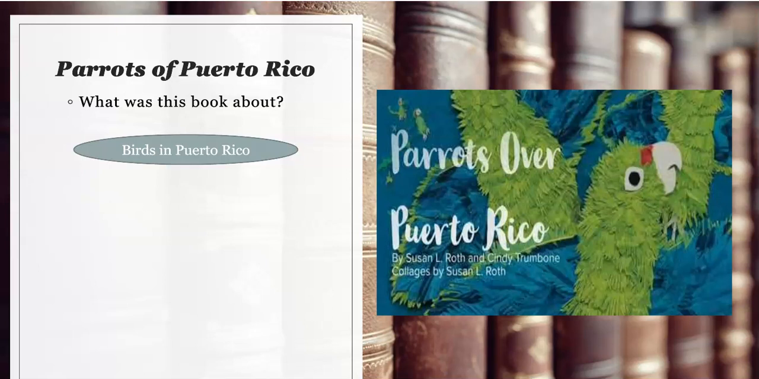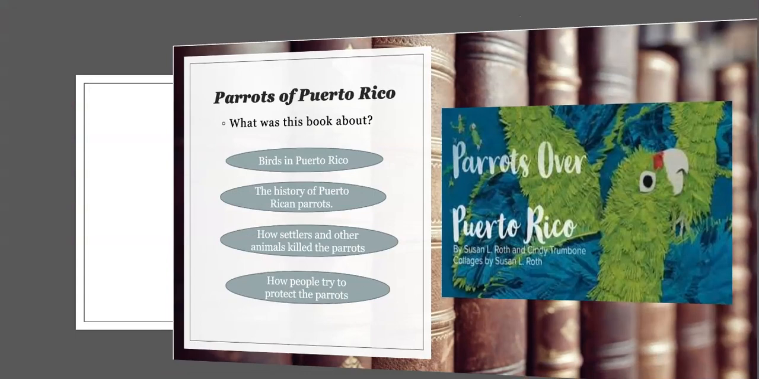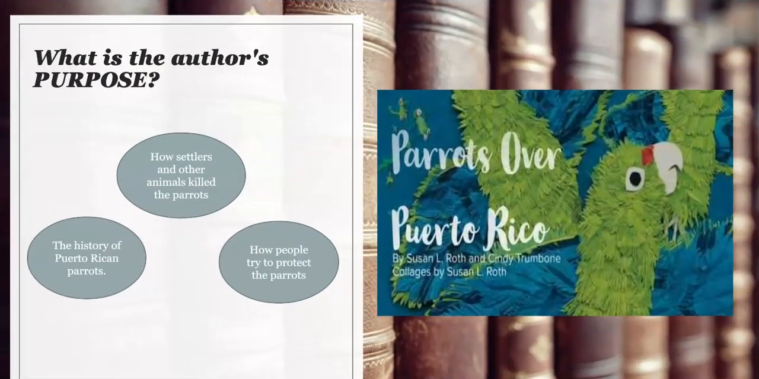So let's add some detail and really jog our memory. I think there were some facts about the history of Puerto Rican parrots. I think there was also some information about how settlers and other animals killed the parrots. And I think a large part of it, if my memory serves me correctly, was about how people are trying to protect the parrots. Once we really identify what the book is about, that will help us understand what the author's purpose is. So my next question is, guys, what is the author's purpose?